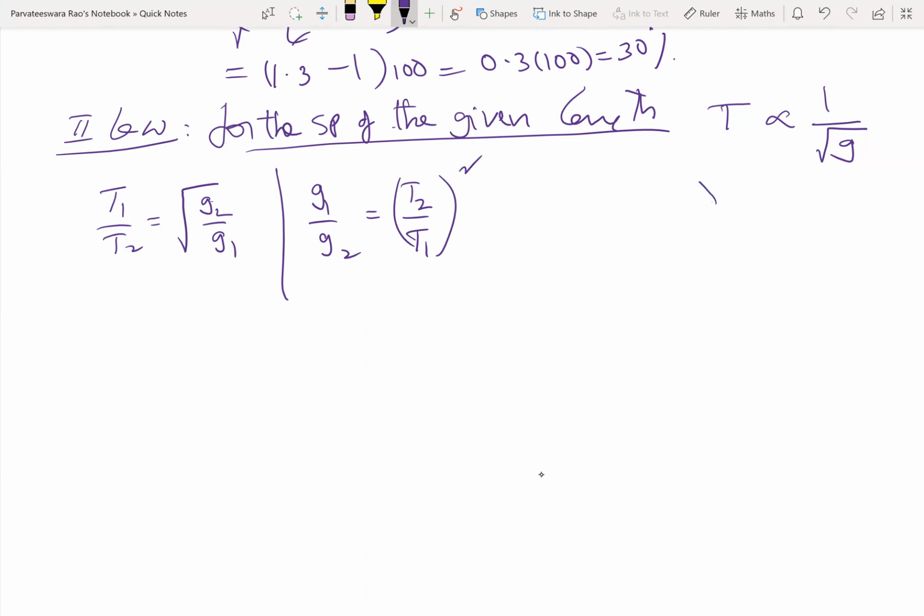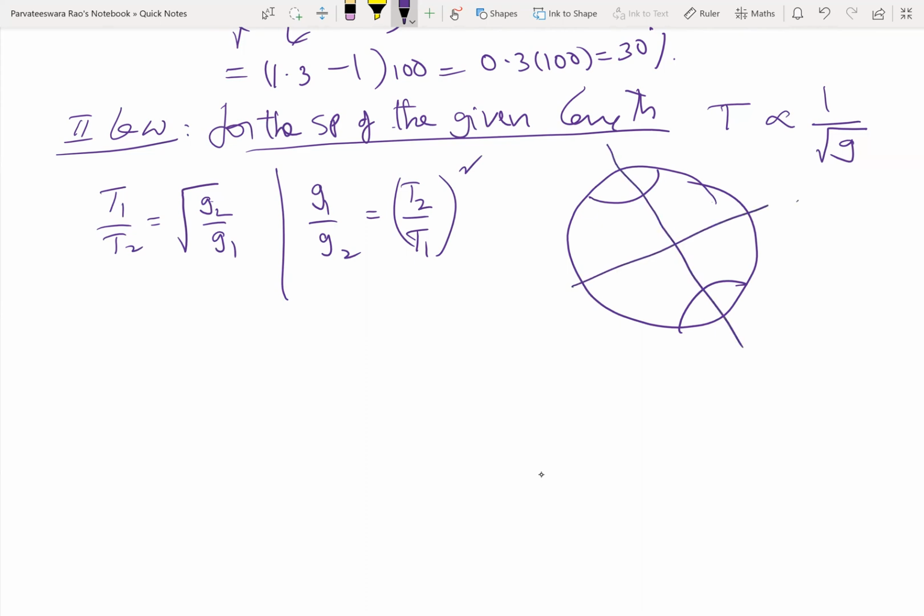Here is the Earth. Acceleration due to gravity at the equator is GE. Acceleration due to gravity at the poles is GP. And I told you GE is less than GP. And time period varies inversely as G. So TE is more than TP.